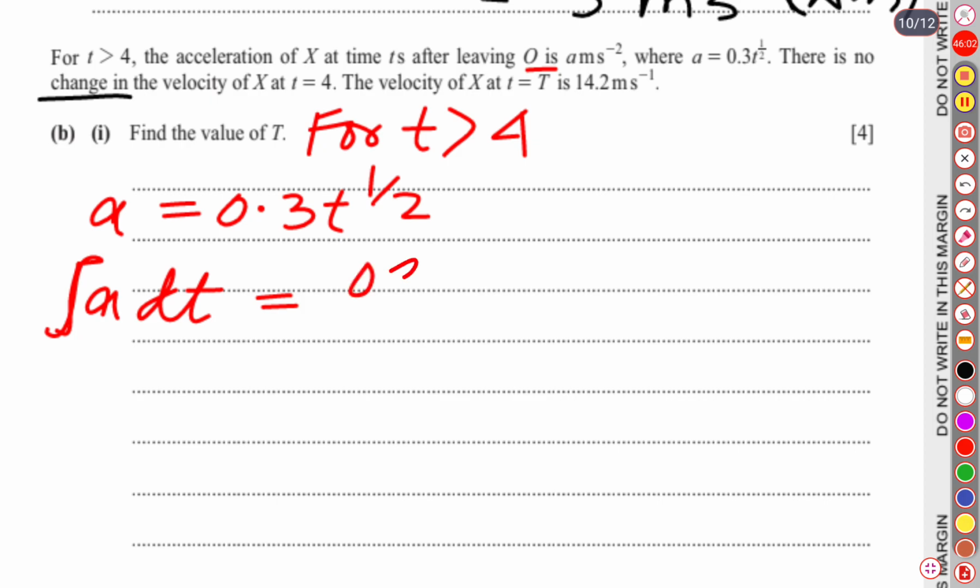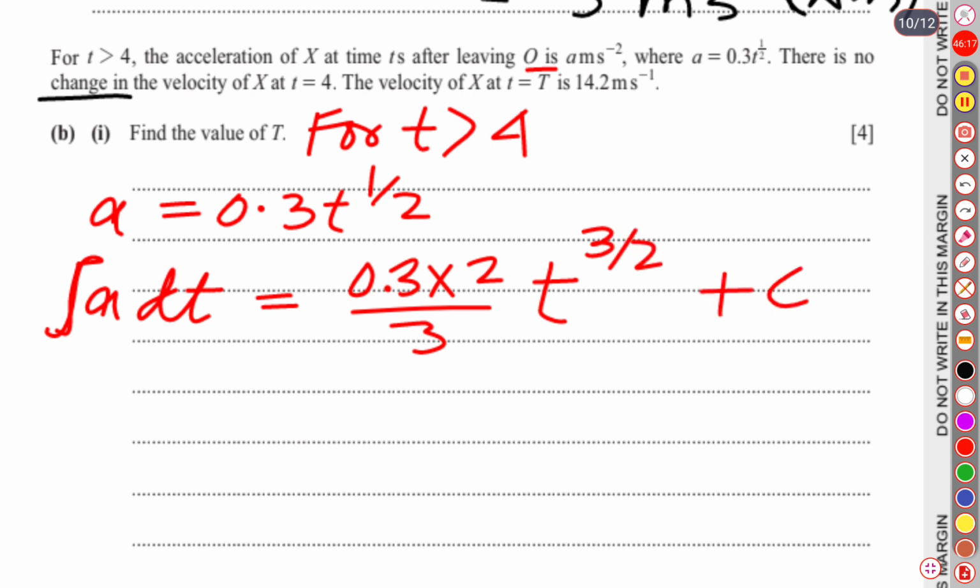So 0.3 into 2 over 3, and the exponent of t, the degree of t, is going to be 3 over 2, and we should not forget about the constant value at the beginning. So v is equal to 0.2 t raised to 3 over 2 plus c.